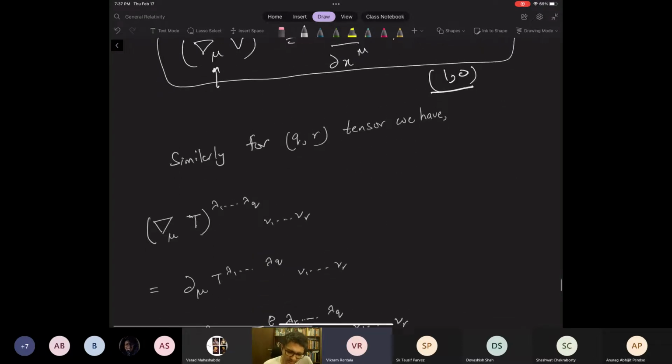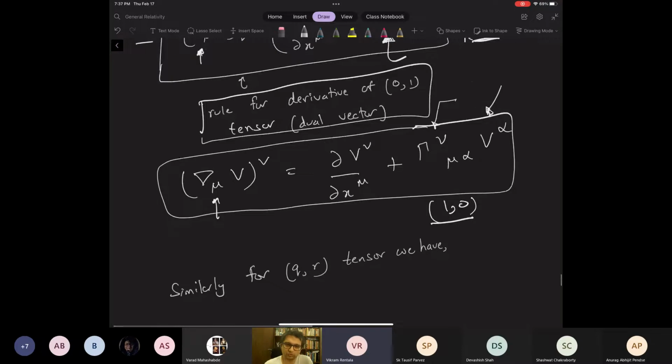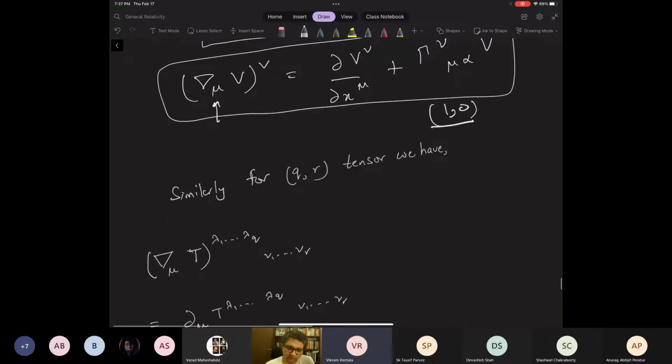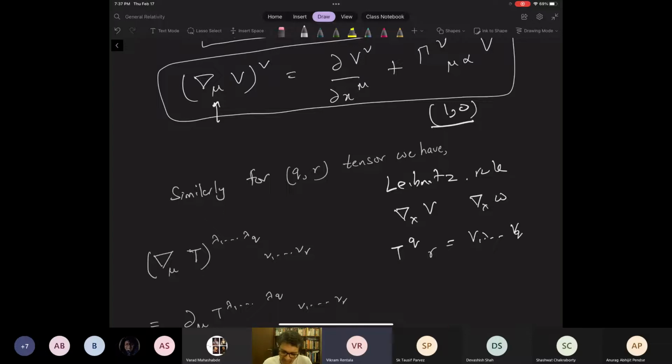Now similarly, following this rule, using our Leibniz rule, and now that we know how this derivative acts on vectors and how the derivative acts on dual vectors, we can construct an arbitrary QR type tensor as a tensor product of Q vectors and R dual vectors.